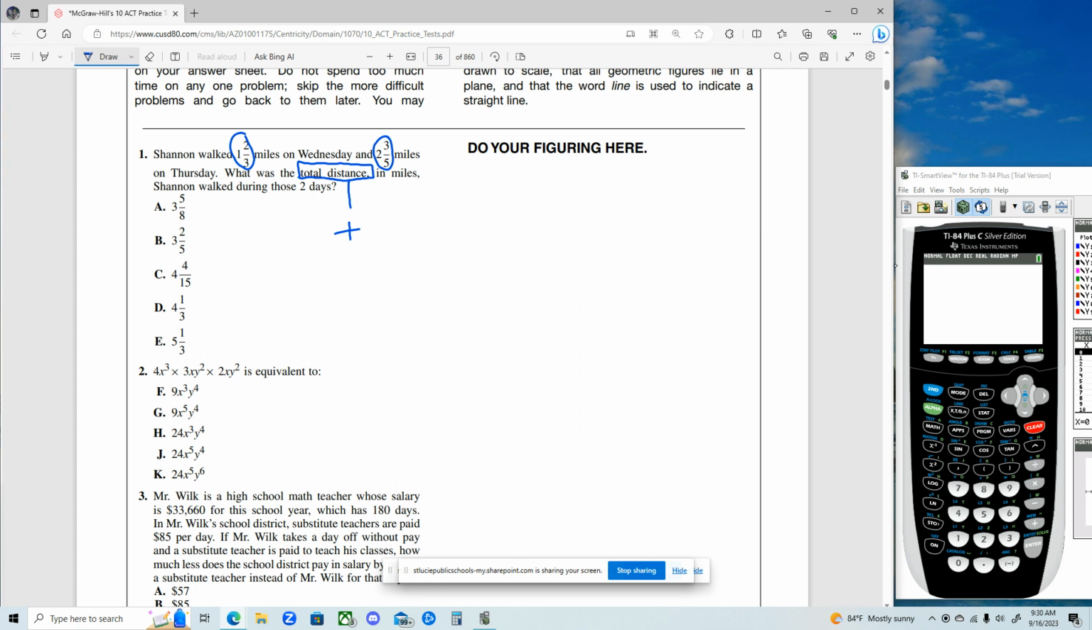I'm going to show you the math way first, and then I'm going to show you how to put it in on the calculator. So we've got 1 2/3 plus 2 3/5. I know in order to add these two mixed numbers that they have to have a common denominator. Right now, they do not. So to figure out what's my common denominator, I can multiply my denominators. 5 times 3 is 15. So I'm going to be left with 1 and something over 15 plus 2 and something over 15.